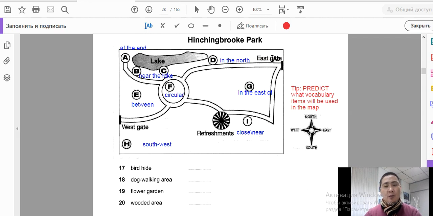Listen carefully, all the information. Try to catch the keyword, bird height.